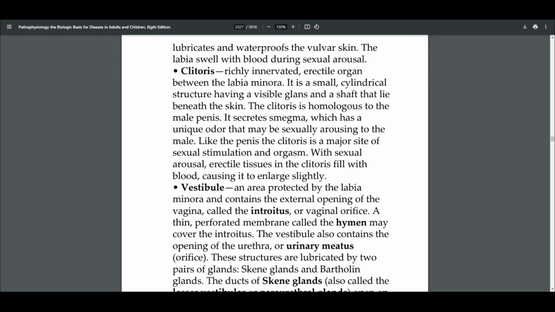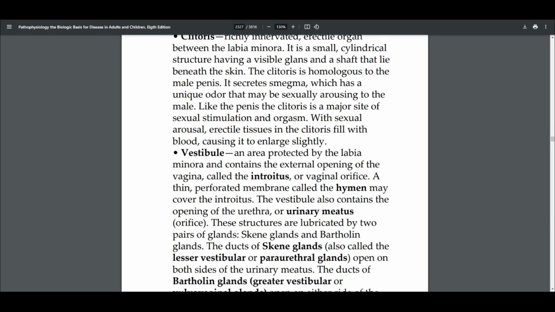The clitoris, a richly innervated, erectile organ between the labia minora. It is a small, cylindrical structure having visible glands and a shaft that lie beneath the skin. The clitoris is homologous to the male penis. It secretes smegma, which has a unique odor that may be sexually arousing to the male. Like the penis, the clitoris is a major site of sexual stimulation and orgasm. With sexual arousal, erectile tissue in the clitoris fills with blood, causing it to enlarge slightly.